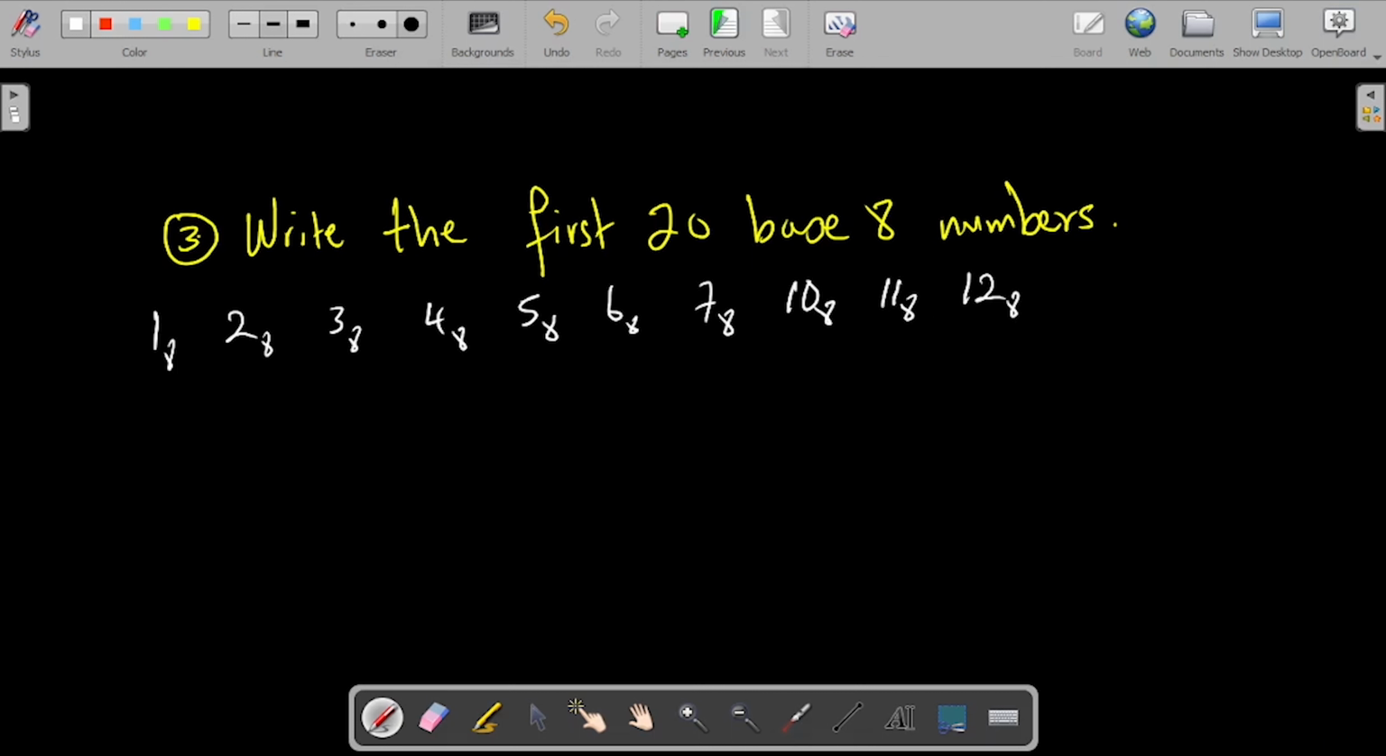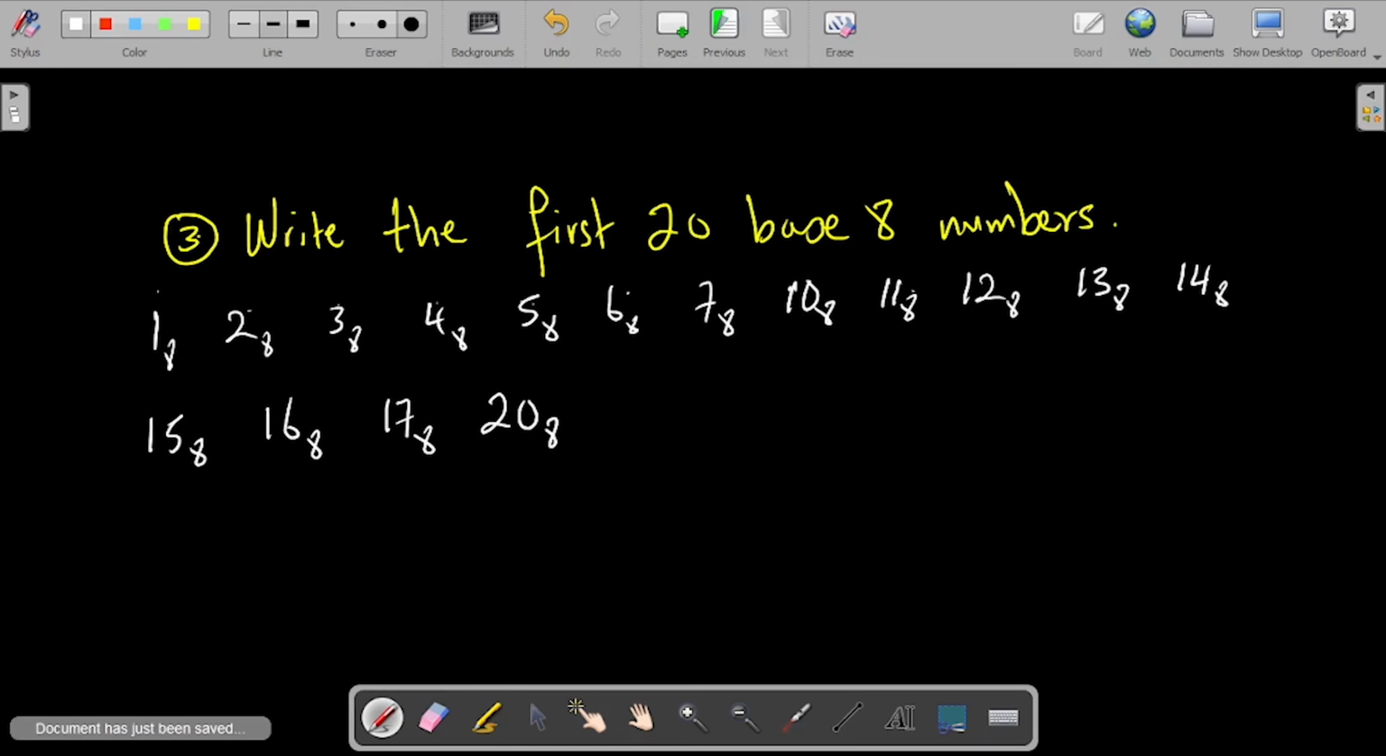1 2 base 8, 1 3 base 8, 1 4 base 8, 1 5 base 8, 1 6 base 8, 1 7 base 8, and we cannot say 1 8 base 8 because 8 is not allowed, so we have to go to 2 0 base 8. Let's see how many numbers we have so far. We have 1 2 3 4 5 6 7 8 9 10 11 12 13 14 15 16. We need 4 more because we want the first 20. So we say 2 1 base 8, 2 2 base 8, 2 3 base 8, and 2 4 base 8.